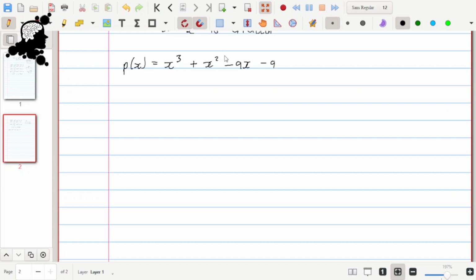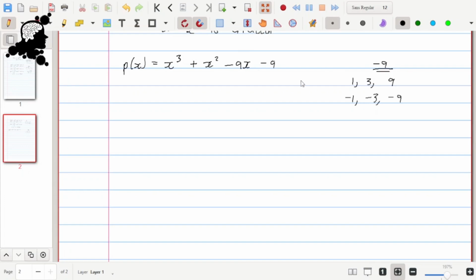Once again, we need to go ahead and find factors of our constant. We've got negative 9 as a constant. The factors of negative 9, we've got 1, we've got 3, and we've got 9. We've also got negative 1, negative 3, and negative 9. So, once again, let's go ahead and substitute values into our expression.